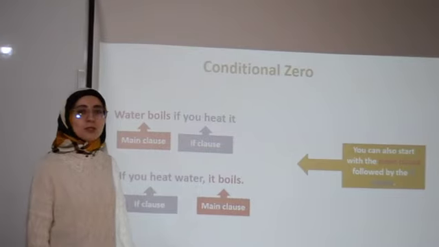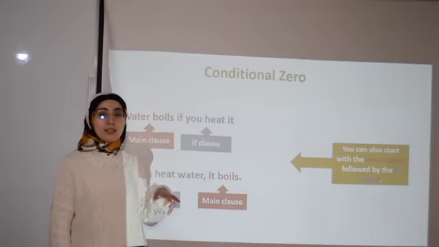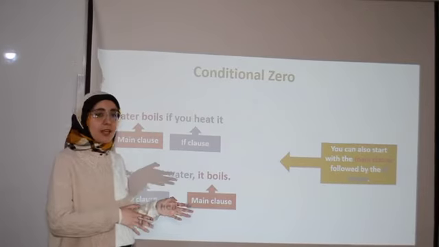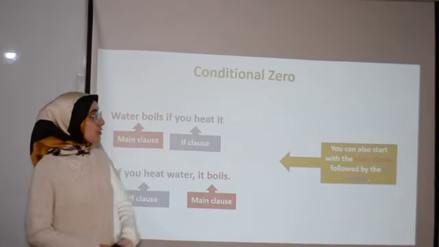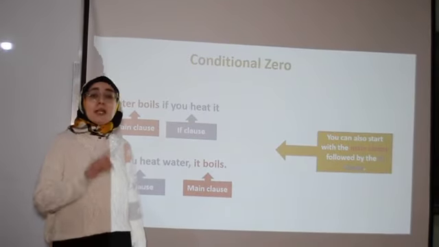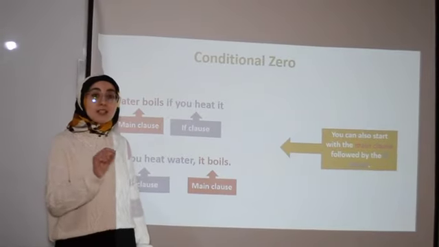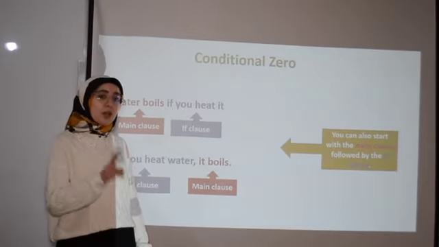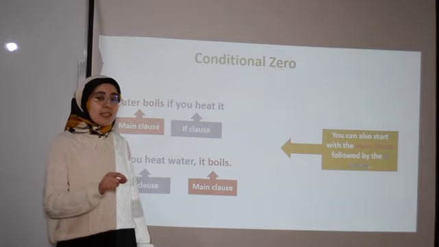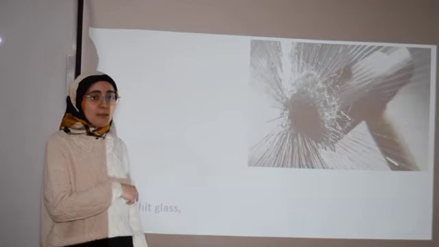Now, I'm going to sum up. Conditional 0 consists of 2 parts, if clause and the main clause. But you can also start with the main clause followed by the if clause. The most important thing that you have to remember is the tense of the verbs in both clauses must be in the simple present. Now, let's have a look at some examples.